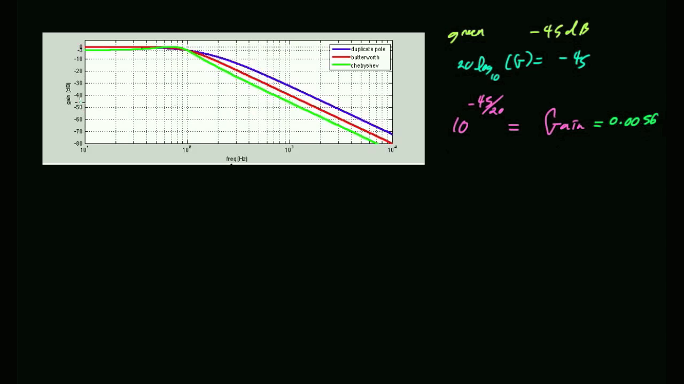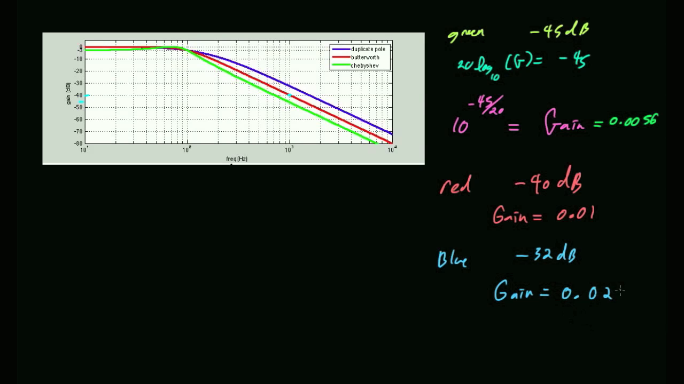Just for comparison, let's try the red signal. At 1,000 hertz, the red signal is giving me minus 45 dB. Oh, sorry, minus 40 dB. That's 0.01. And the blue signal, I'm just going to eyeball it, and let's say negative 32 dB. That's 0.025.